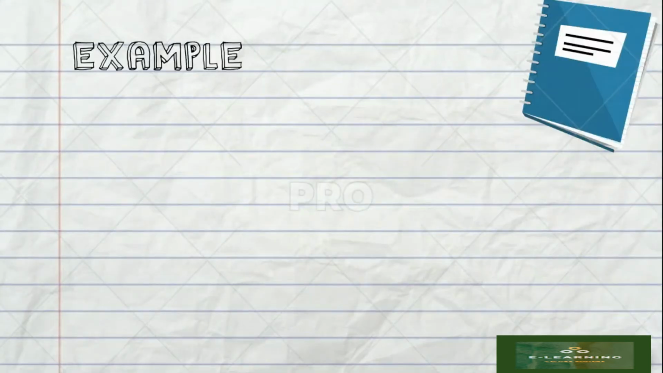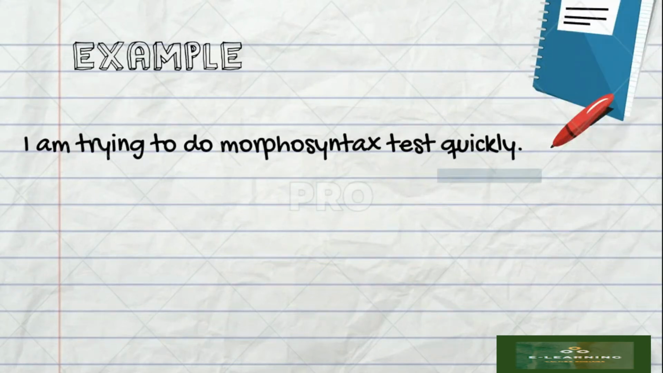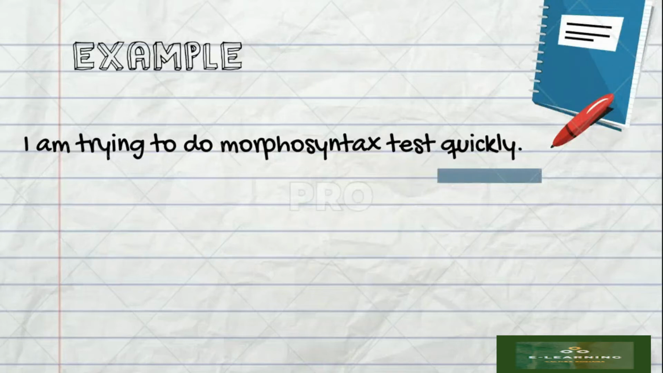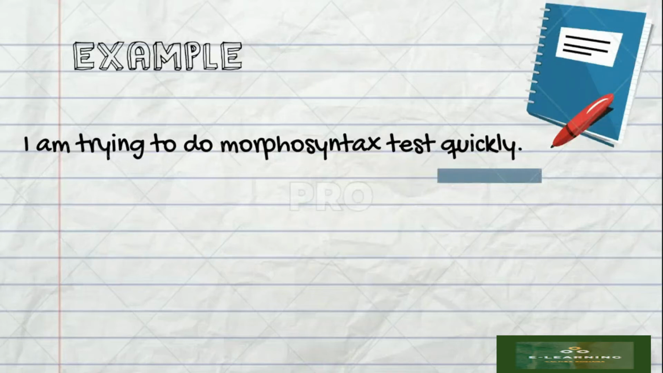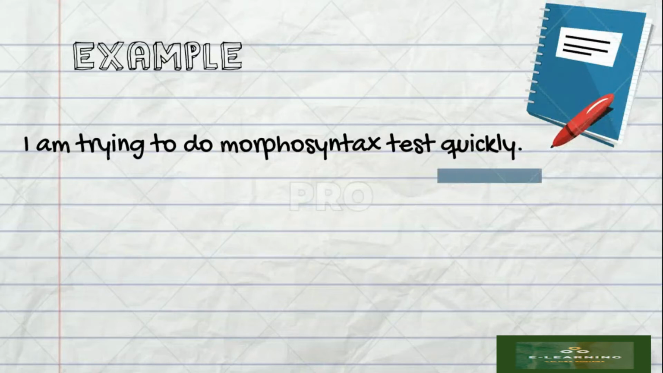Here are examples of general adverbial phrases. First, I am trying to do the morphosyntax test quickly. Please pay attention to the underlined word, quickly. Quickly is an adverb. Here, I am trying to do the morphosyntax test. How? The answer is quickly. Saya menjawab tes morfosintaks dengan apa? Dengan cepat. Itu disebut dengan adverb. It also answers questions about how, in what way, where, etc.